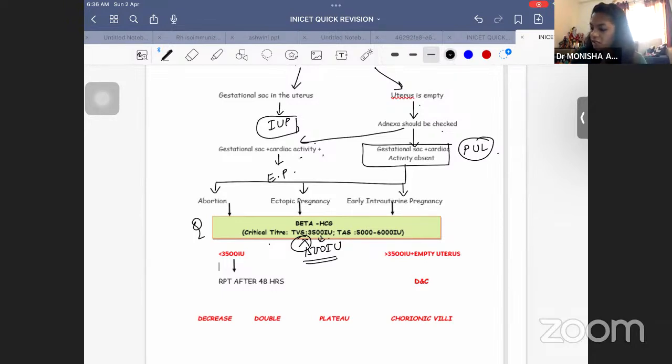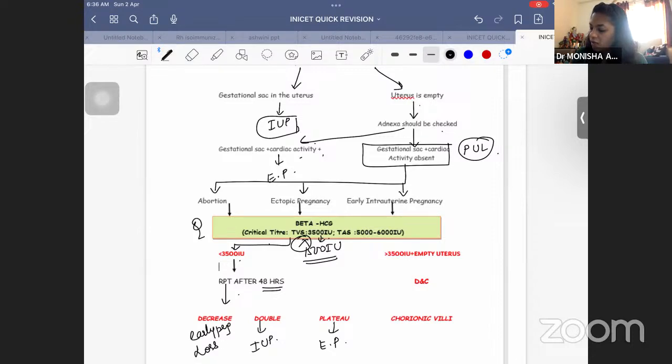If the beta HCG you have done is less than 3,500, you will repeat after 48 hours. If it decreases, that means it's an early pregnancy loss. If it's doubling, it is intrauterine pregnancy. If it is plateauing, it is labeled as ectopic pregnancy.